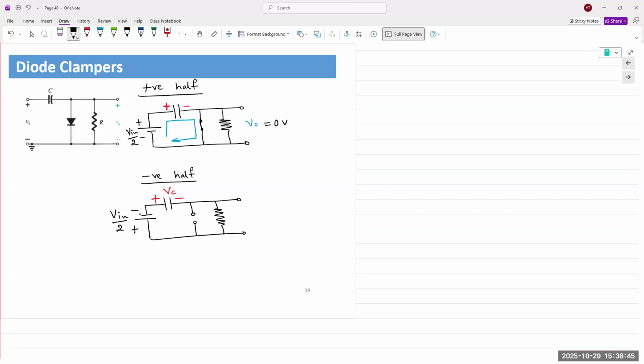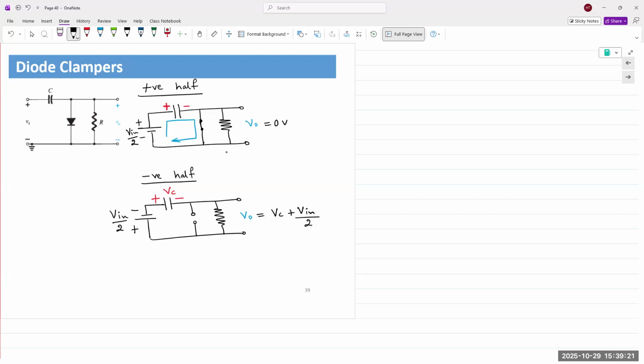So V out, or VO, is going to be VC plus V in by 2. Okay, VC plus V in by 2. But the polarity of V out is the opposite, right? It's taking the opposite, so it's minus and minus. So it'd be minus VC minus V in by 2 because it's the negative cycle.